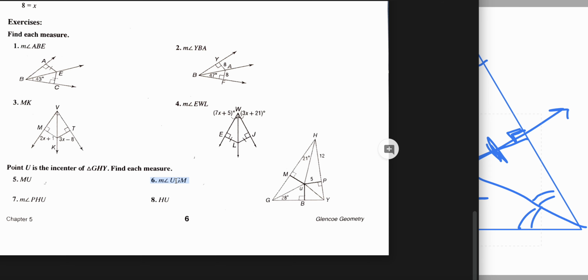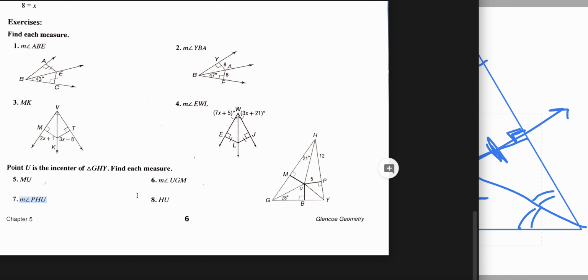Okay, great. Now here we're looking at UGM. So this angle right here, what is it, right? Well, we know that the in-center is created by the intersection of the angle bisectors. So we know GU is an angle bisector, meaning it splits this angle into two congruent angles. So BGU is congruent to UGM. So UGM is 28 degrees. Okay, that's this one right here.